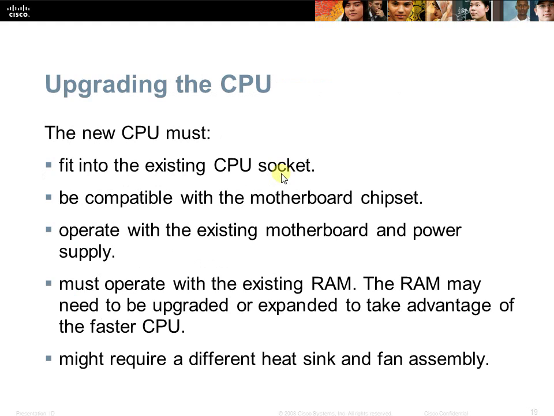So upgrading the CPU. Remember, a new CPU must fit into the existing CPU socket on the motherboard. It must be compatible with the motherboard chipset. It must operate with the existing motherboard and power supply, so you want to make sure that you have enough power from the power supply, or watts, for this CPU. And it also must operate with the existing RAM. So then, you might need to upgrade the RAM.